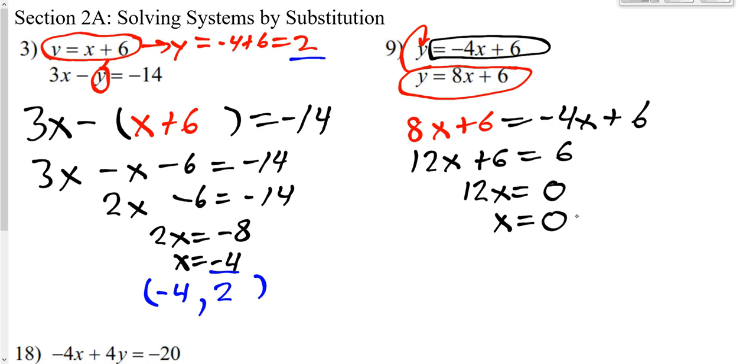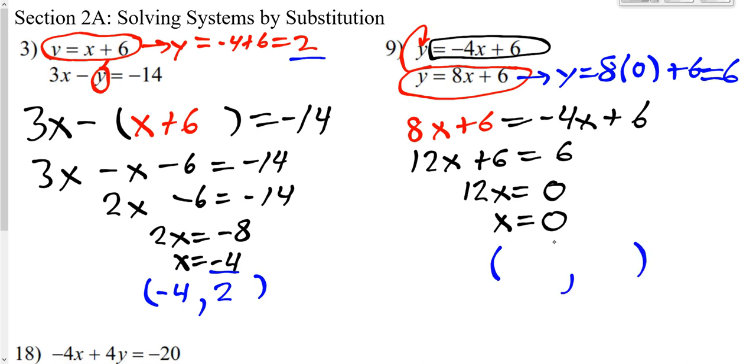Now, you can plug your x being 0 into either one of those equations up above to find y. It does not make a difference. If we plug in right here, we would get y to be 8 times our input of 0 plus 6, which is 6. So remember, your answer is the coordinates of a point. It's your x, which is 0, followed by your y, which is 6.